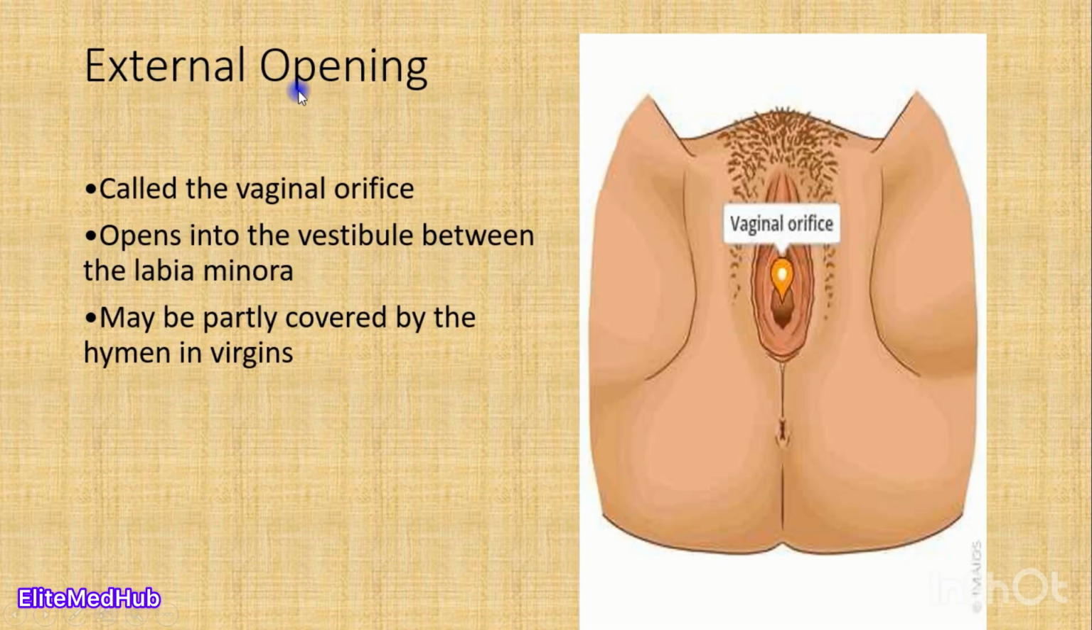So let's talk about the external opening of the vagina. It is called the vaginal orifice, and you can see it right here. This is what is referred to as the vaginal orifice. It opens into the vestibule between the labia minora. This whole place is what is referred to as the vestibule. This is the labia minora here, and this is the labia majora. It may be partly covered by the hymen in virgins. So in virgins, you should expect to see a hymen around this area.